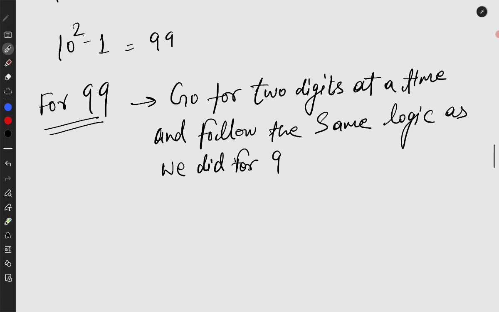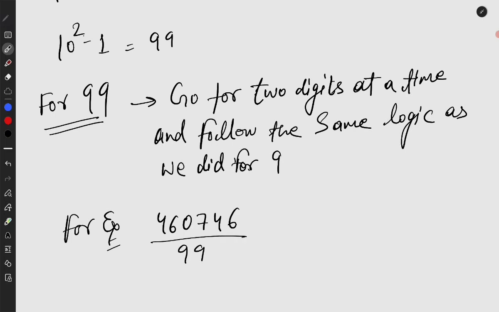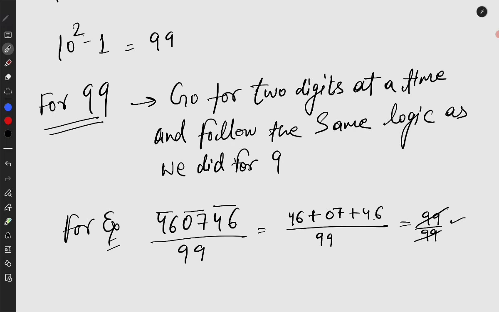For example, you can take any number. Let's take, for example, 460746. Now if I want to check whether this number will be divisible by 99 or not, all I can do is pick a pair of numbers at a time, like this, and add the numbers: 46 plus 07 plus 46. Now 46 plus 46 is 92, 92 plus 7 is 99. The sum is divisible by 99, so yes, the number would be divisible by 99.